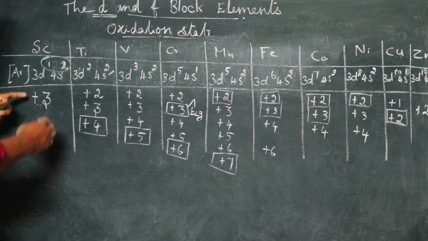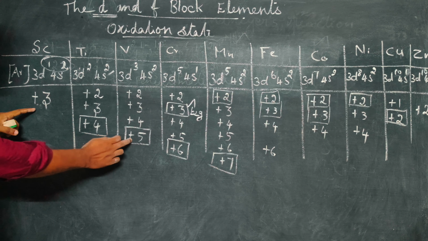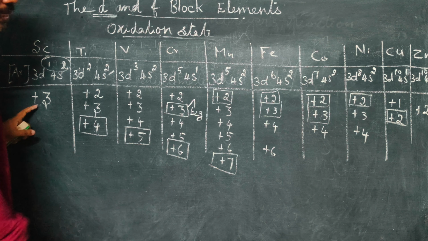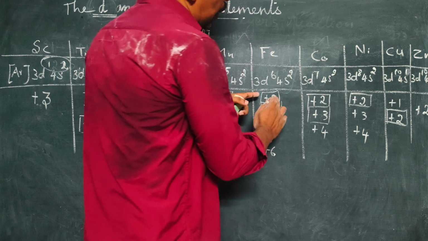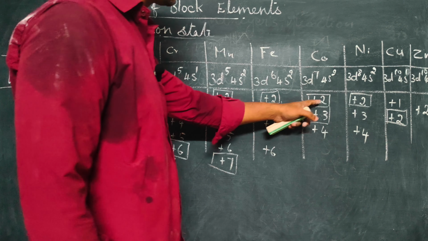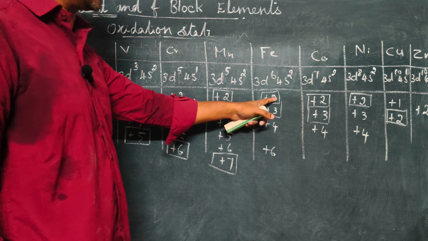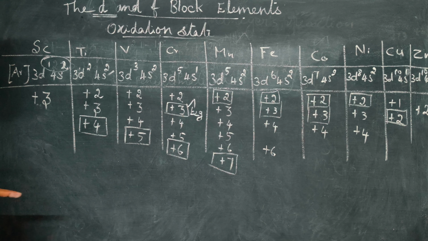Listen here, one thing. From scandium to manganese, the highest oxidation state has high stability: +3, 4, 5, 6 and 7. Then after manganese, from iron to zinc, the lower oxidation state has high stability: +1, +2, +2, +2, +2 and +2. The lower oxidation state is the more stable. This is one thing, keep it in your mind.